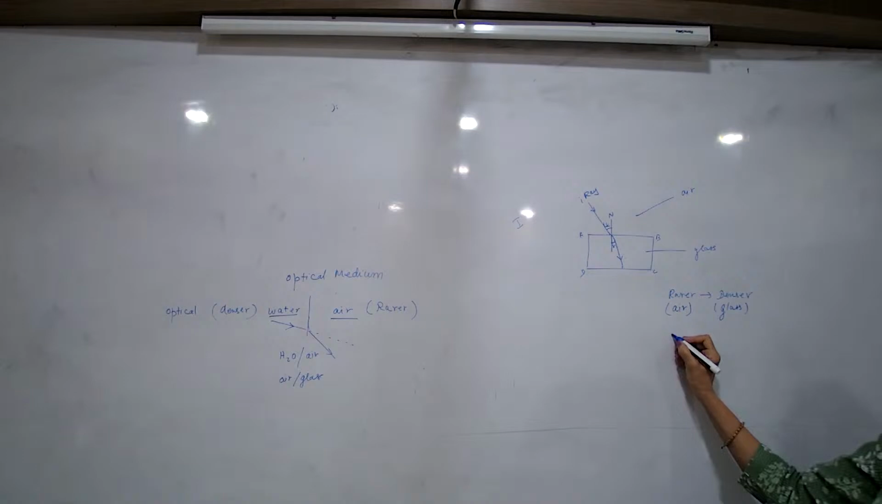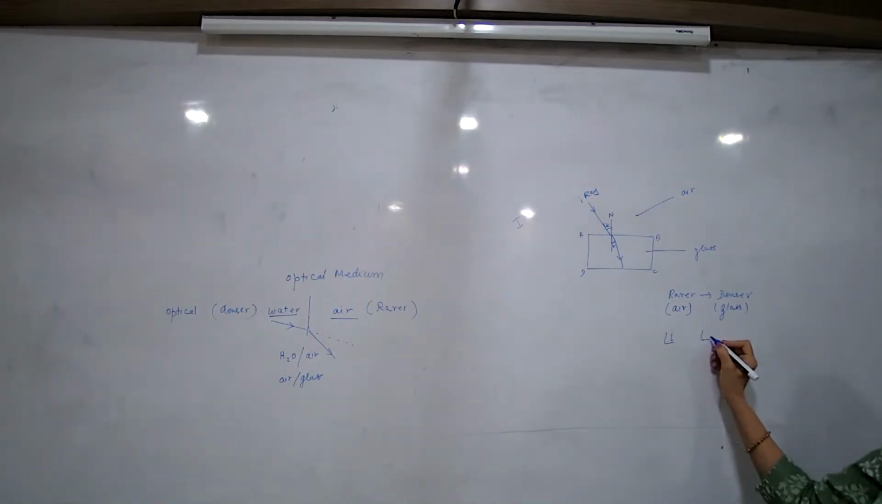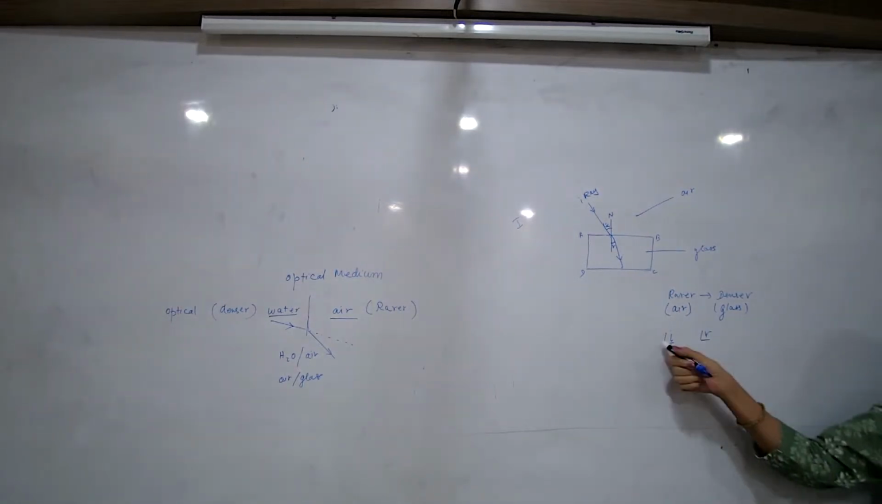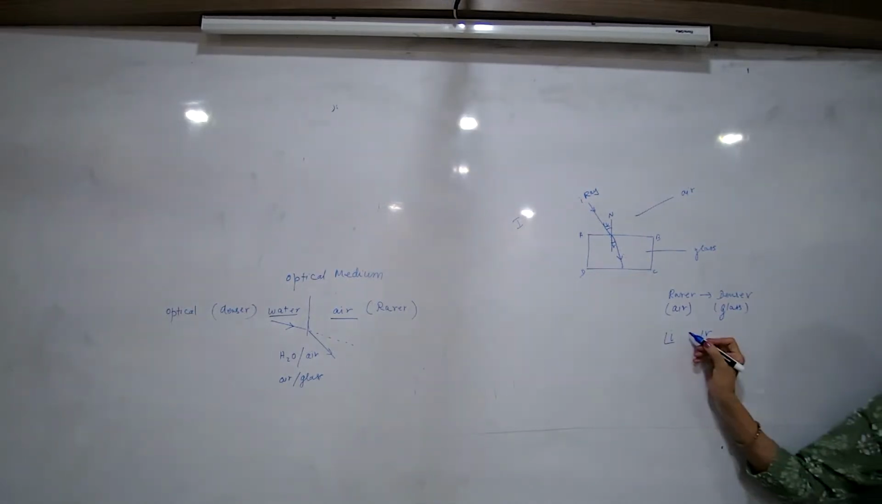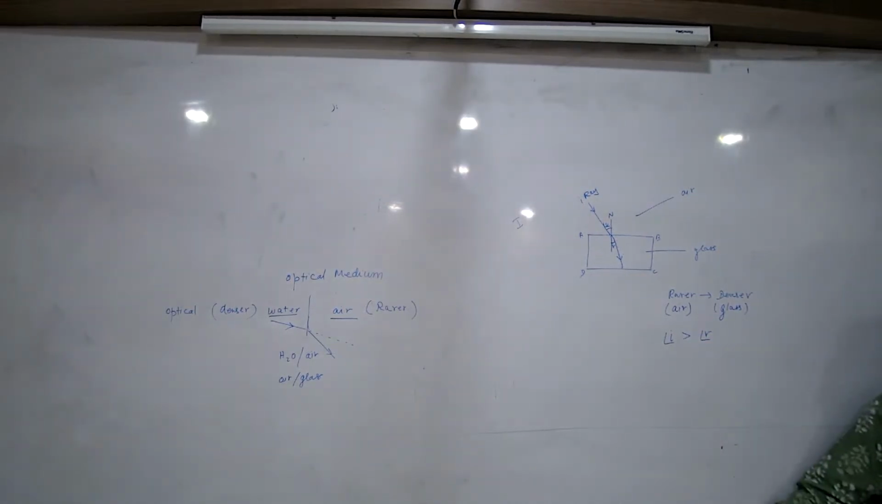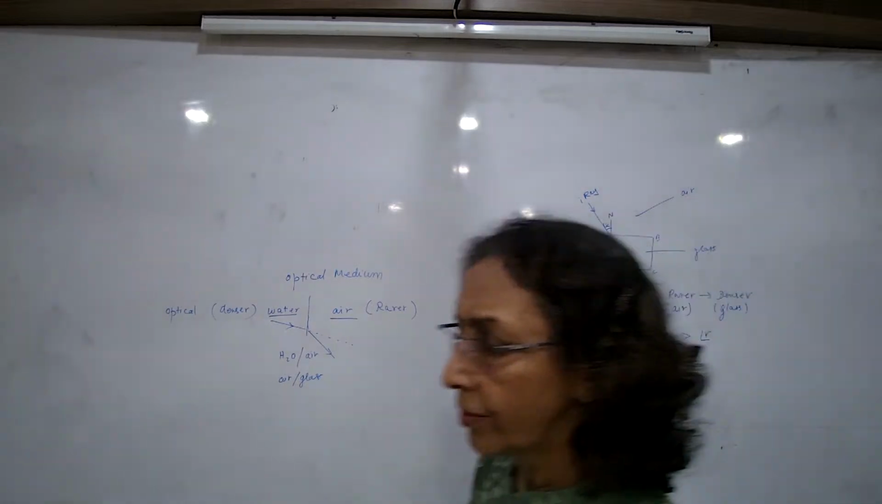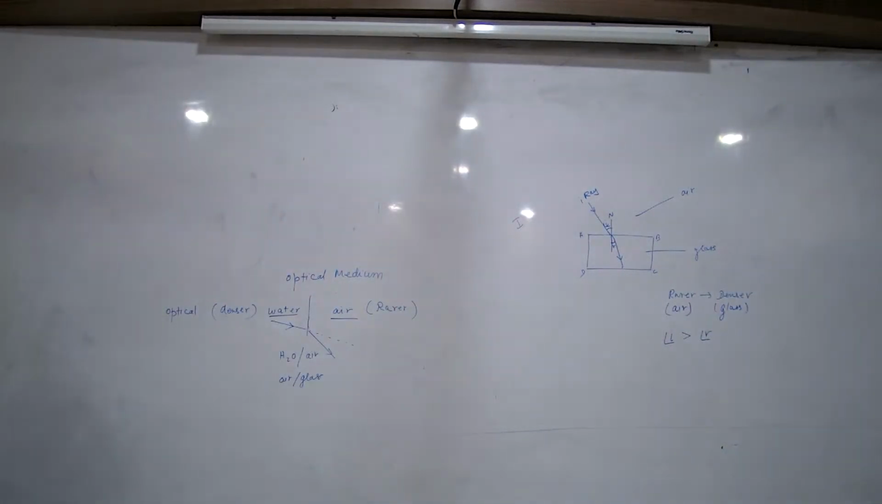So now here what happens to angle i and what happens to angle r? Which is more? Angle i is more. So angle i will always be more than angle r. Can you see from here? Yes, all of you can see. There is no glare on the board, right?